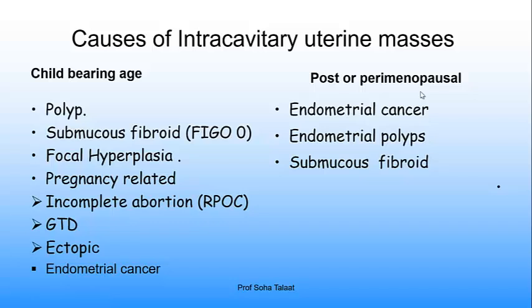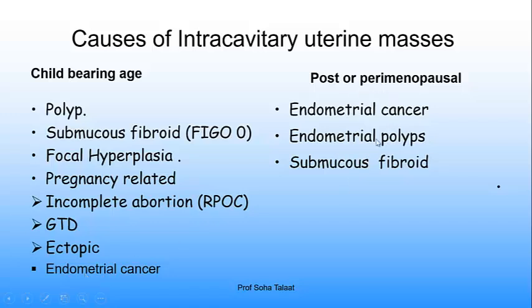Because in the childbearing age we have different causes. The most common is polyp, which causes dysfunctional uterine bleeding, submucous fibroid, focal hyperplasia, and pregnancy-related conditions. This should be put in this age group, like incomplete abortion, and we have seen a lot of cases of retained products of conception, gestational trophoblastic disease, and ectopic pregnancy. And sometimes the ectopic pregnancy is cornual or interstitial, so it may appear as a polypoid lesion inside the uterus. And the very rare in this age group is endometrial carcinoma, but still it's present.